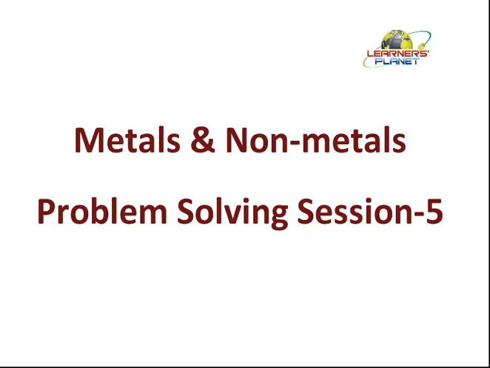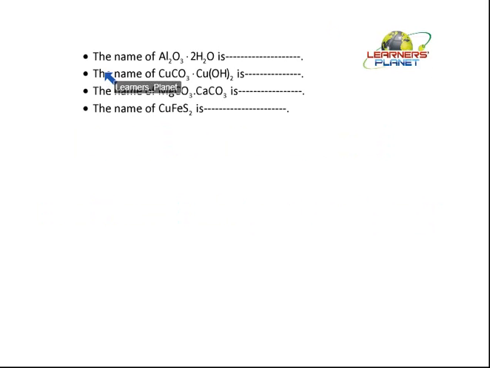In this session, we will be discussing the questions related to the processes of metallurgy. So let's start with our first question. The very first question here is the name of Al2O3·2H2O. We know that this is an ore. Now what is the name of this ore? It is an ore of aluminium, and the name of this ore is bauxite.